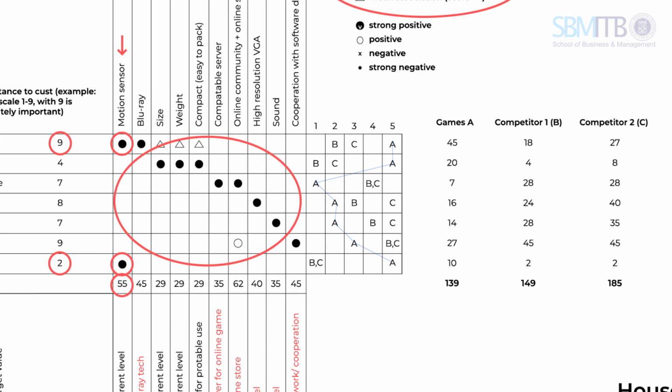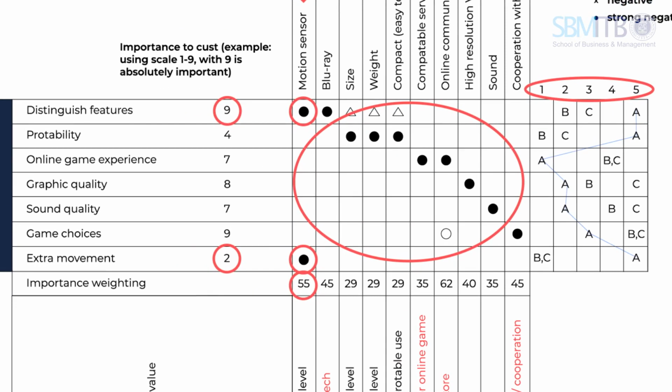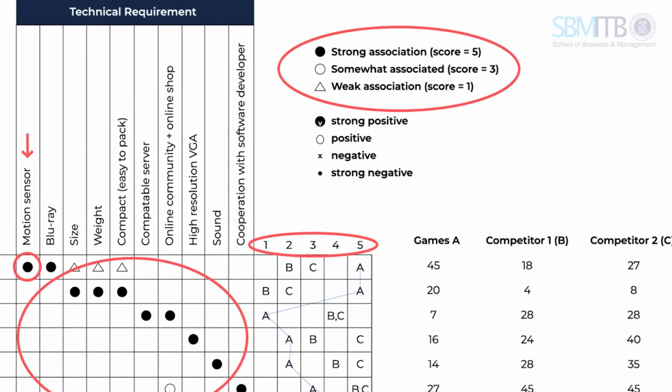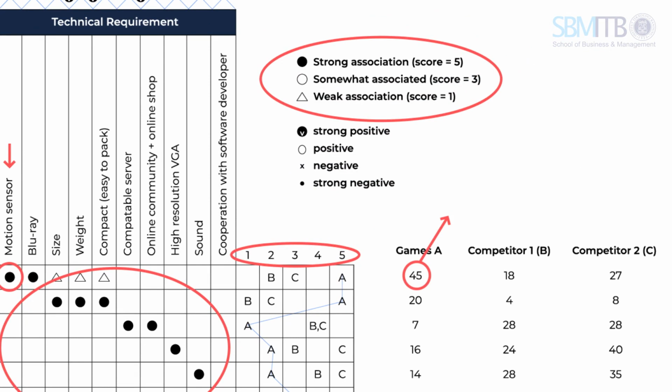The third step is creating a map of competitions by comparing the performance of our new product prototype compared to competing products for each aspect of the voice of customer using score 1 to 5. Next, we will calculate the score for each aspect. As an example, the distinguished features for product A is obtained through 9 times 5, which is equal to 45. Product B is 9 times 2, while product C is 9 times 3.